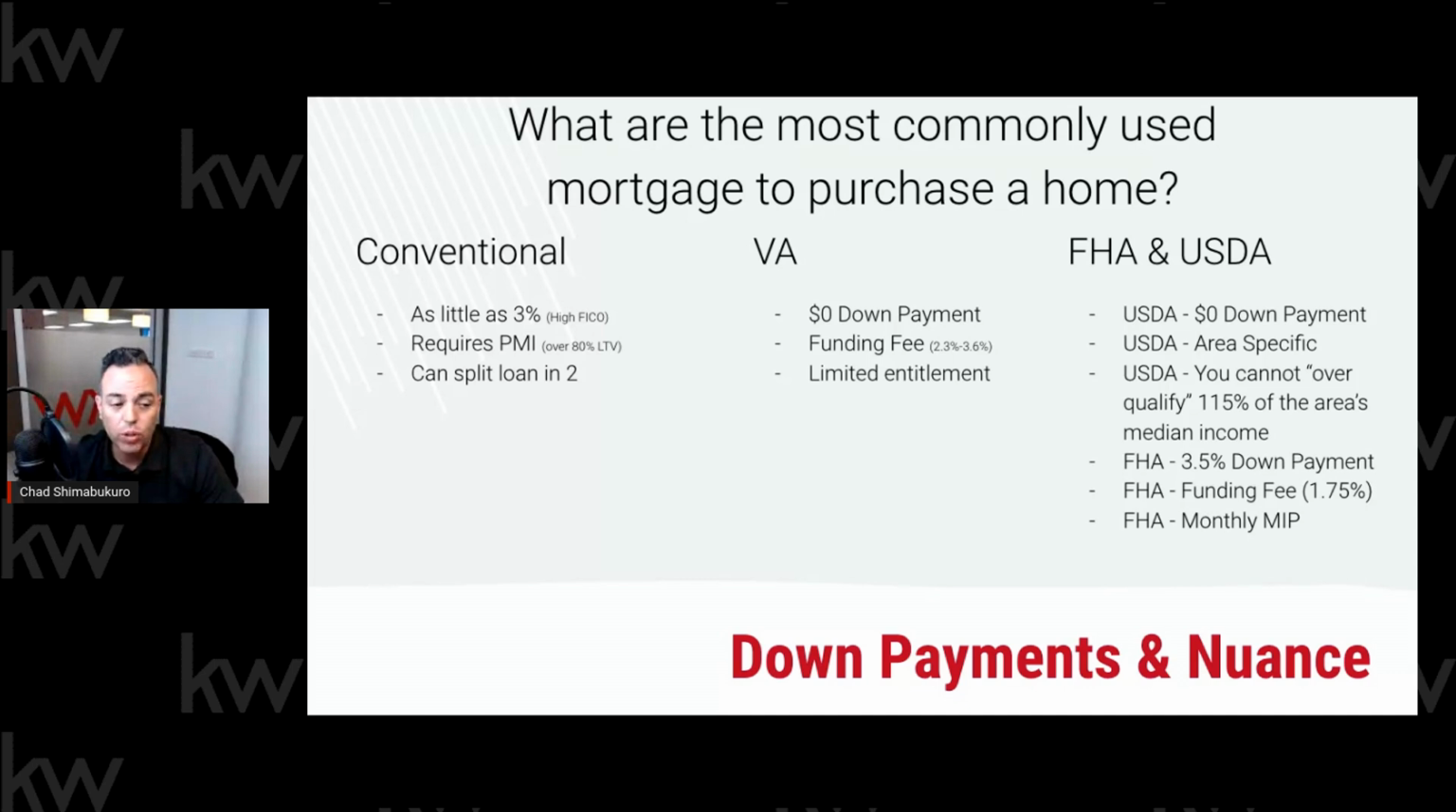VA, there's no down payment. There is a funding fee depending on if you've used it before. If you're a disabled veteran, they waive that depending on your level of disability.